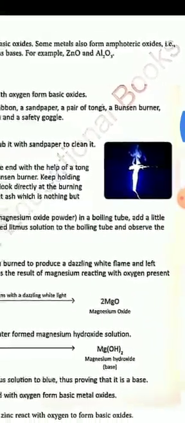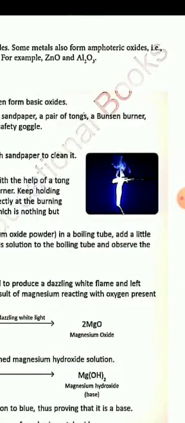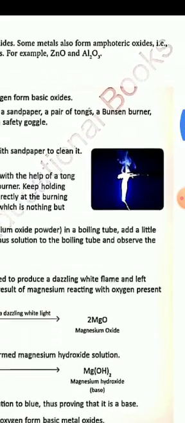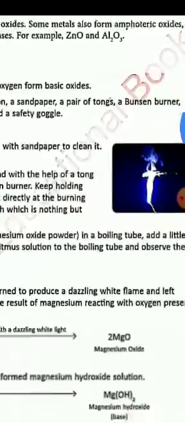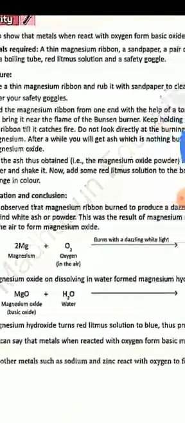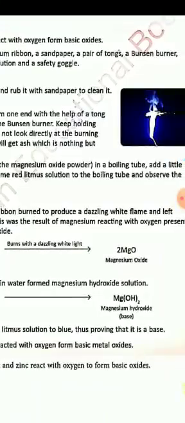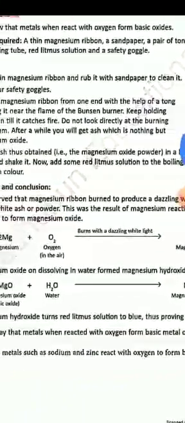We will see that the magnesium ribbon starts burning vigorously, producing a bright white light to form an ash. So, when magnesium reacts with oxygen, that means it burns in the presence of oxygen, it produces magnesium oxide. This is the reaction of magnesium with oxygen.